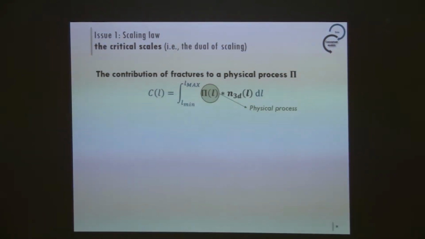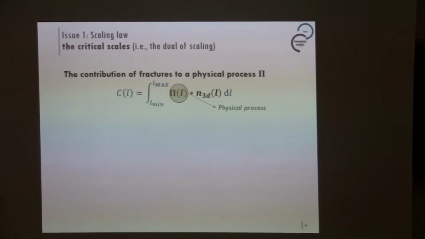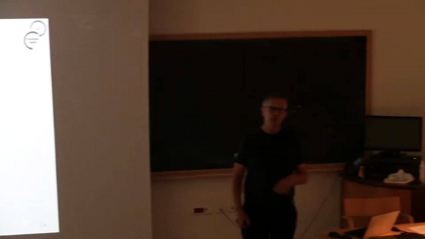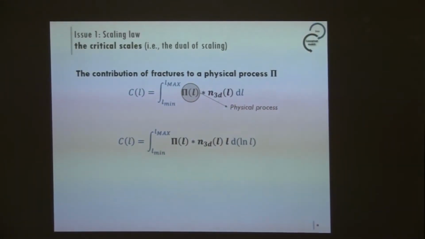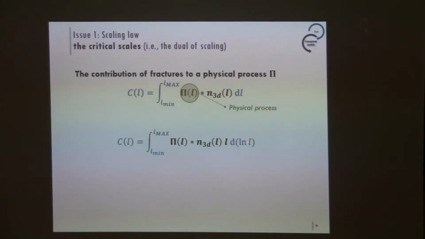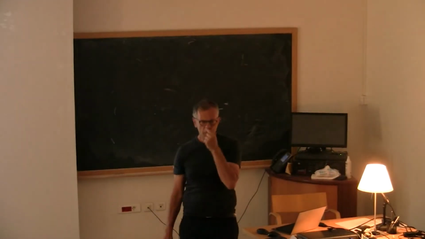Okay. So now, if you have a scaling law, you don't care about the scaling law itself. What you need is to know which scale matters, okay? So in general, the contribution of a fracture process can be written like that. The total contribution is the integral of something related to a physical process and something related to the number of fractures that you have in your system, or number of elements in your population. You can write it like that. And you can write it in this way, which is exactly the same, except that instead of having the dl, you take d logarithm of l, and you put l in front. And why we do that is because this quantity gives you the contribution of each fracture size, okay?